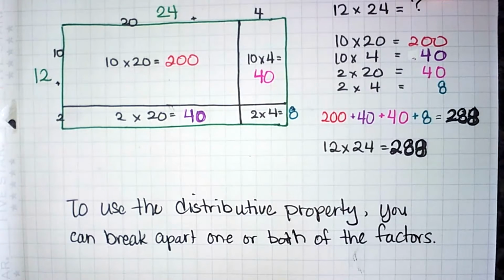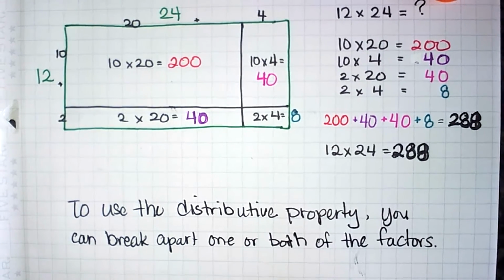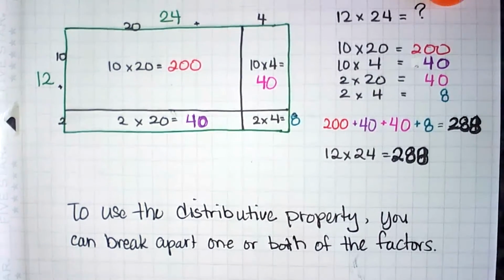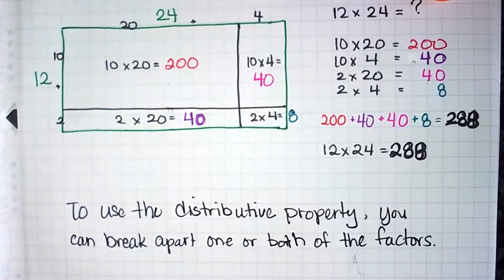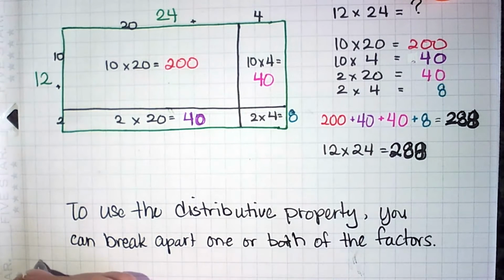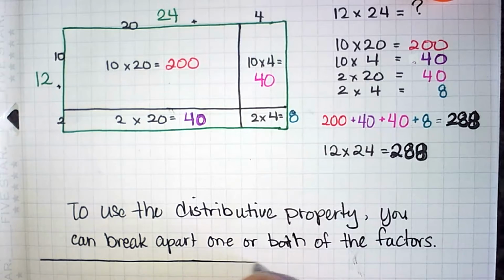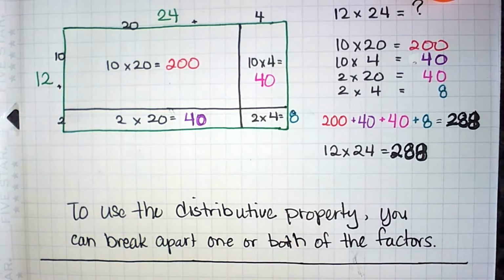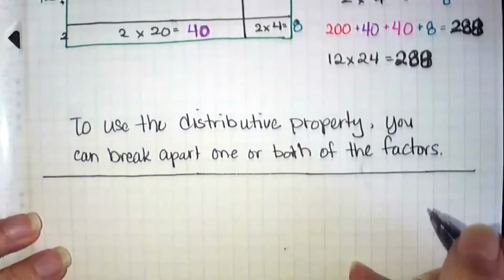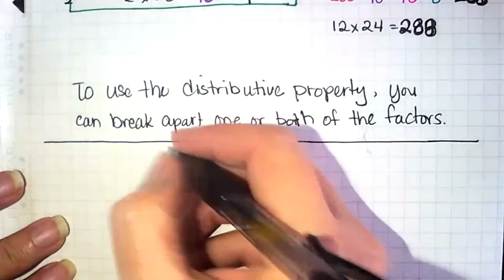Now the distributive property will allow you to break apart one or both factors. We usually broke apart just one, but you can actually break apart more than one. So let's go ahead and dive into our guided practice. Since this is something we've done a couple times before, we don't need too many new examples for it.